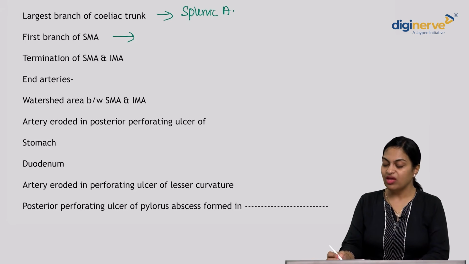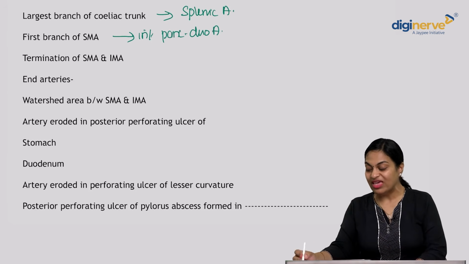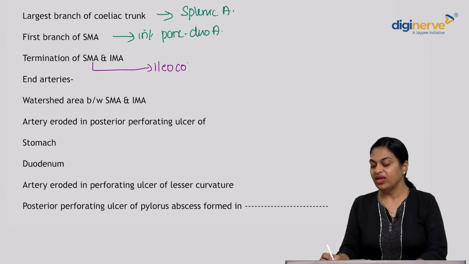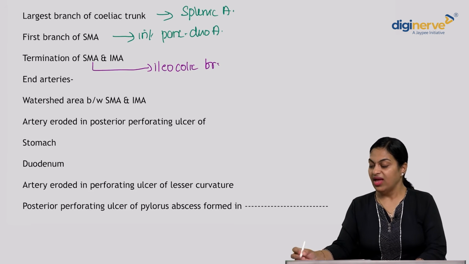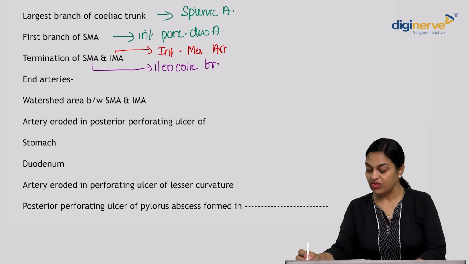The first branch of the superior mesenteric artery is the inferior pancreatico-duodenal artery. The termination of the superior mesenteric artery is that it anastomoses with the ileocolic branch. And the termination of the inferior mesenteric artery is that it continues as the superior rectal artery. Yes, just now we did it right.